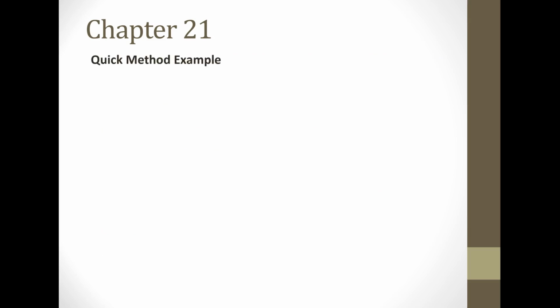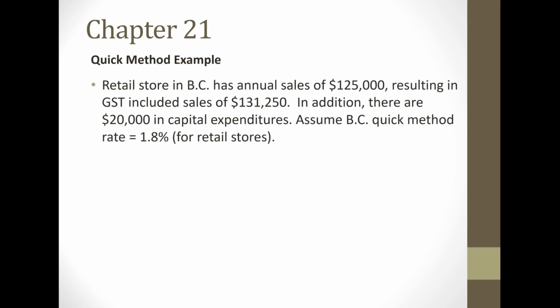Let's take a look at an example of the quick method on the next slide. We have this retail store in British Columbia that has annual sales before GST of $125,000. If we add the 5% GST, the GST inclusive sales are $131,250. Now, this business has a bunch of current expenditures, but they don't want to keep track of all those input tax credits, so they want to use the quick method.